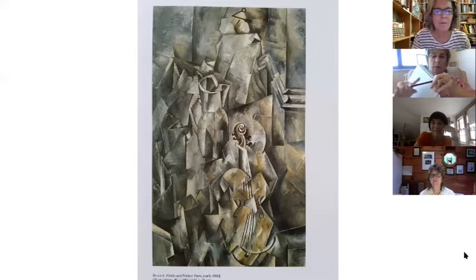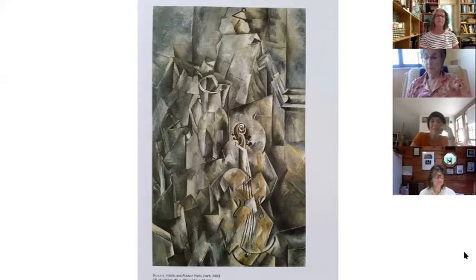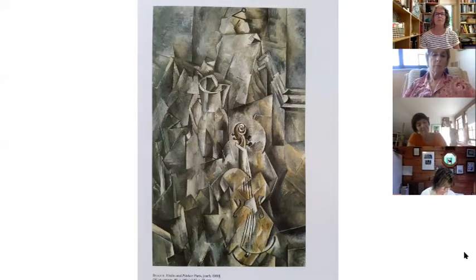Okay. So here we're seeing a violin, a picture, a table, this crazy still life in vertical format, with these angles and lines and these grays, light grays, warm grays, cool grays, darks, ochres, right? Real kind of craziness.